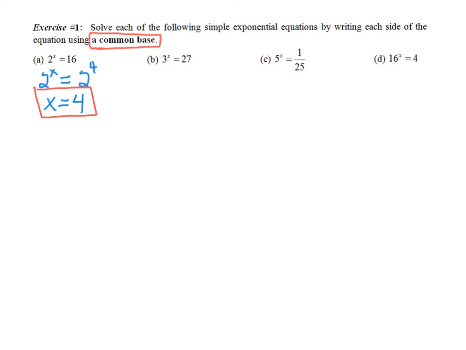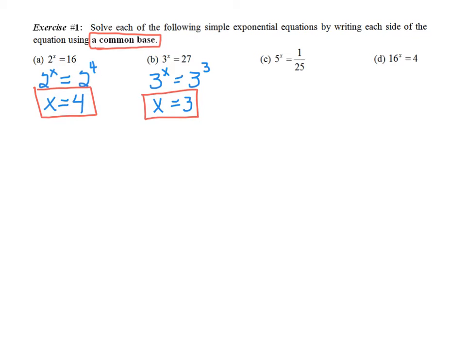Likewise, part B is again pretty easy. 3 to the x power is the same as 27, but 27 can be written as 3 to a power. 3 to the 3rd power works out nicely. So x must be equal to 3 in order for the left side of the equation and the right side of the equation to be equal.